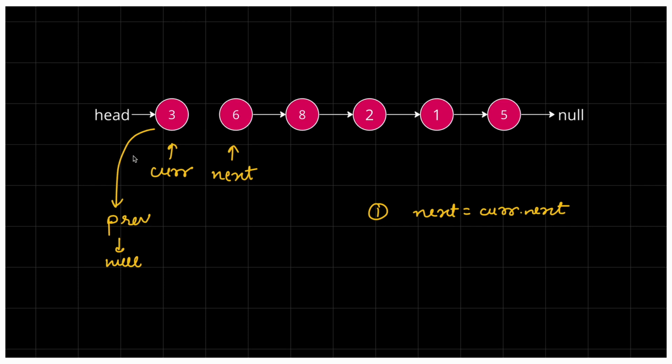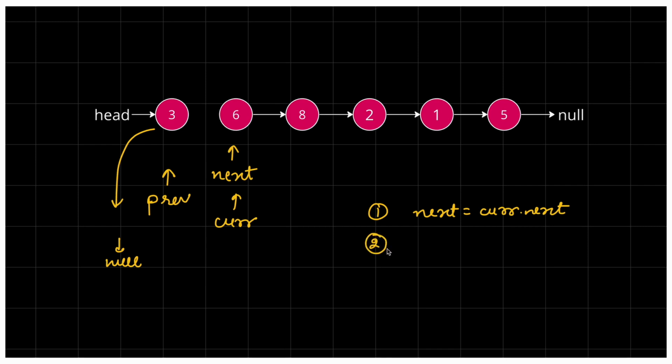Great. Once this is done, you need to do two things. Your previous will start pointing to the current node, and your current will start pointing to the next node. These are the two things that we need to do. So previous is pointing to this current node, and then current will start pointing to the next node. Great. And now we will do the same step. Let me just remind it once again.